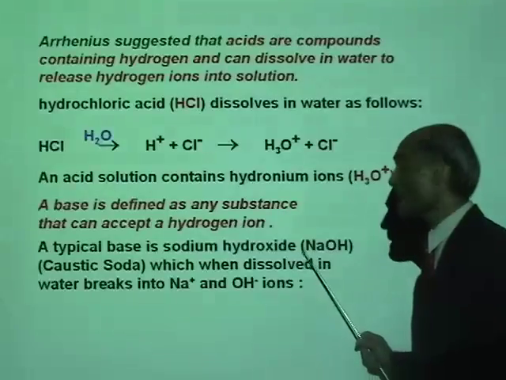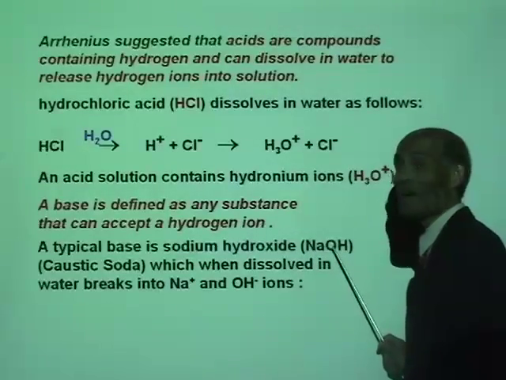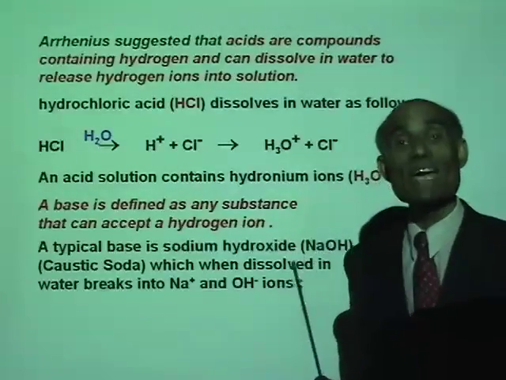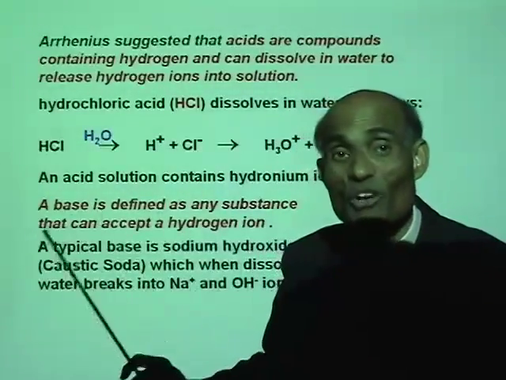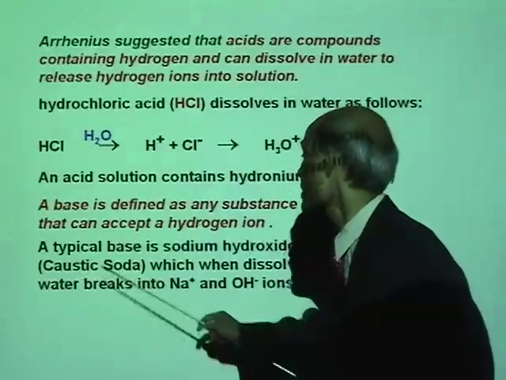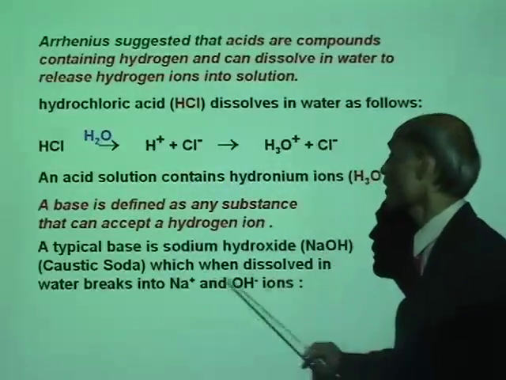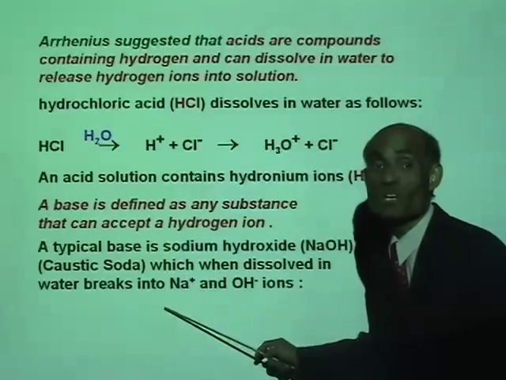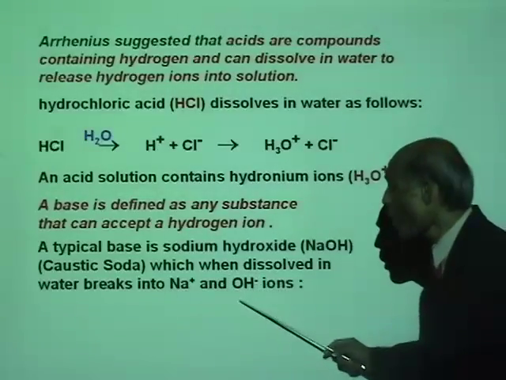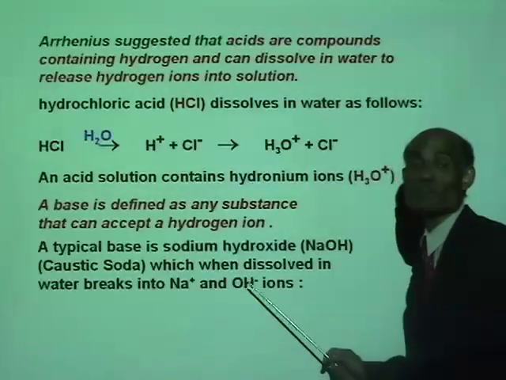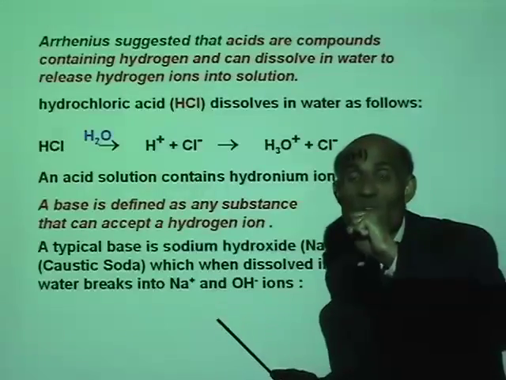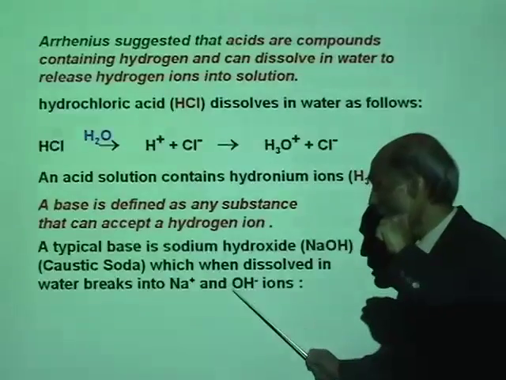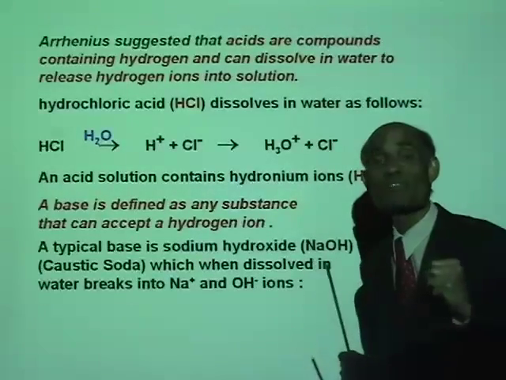NaOH: one atom of sodium, one atom of hydrogen, and one atom of oxygen. NaOH is sodium hydroxide. It is caustic soda, which when dissolved in water breaks into positive sodium ions and, look at this, OH negative ions. It comes out as a single unit. The oxygen and hydrogen don't separate. It stays as a single OH negative ion.